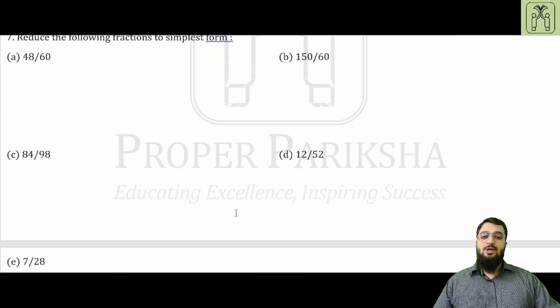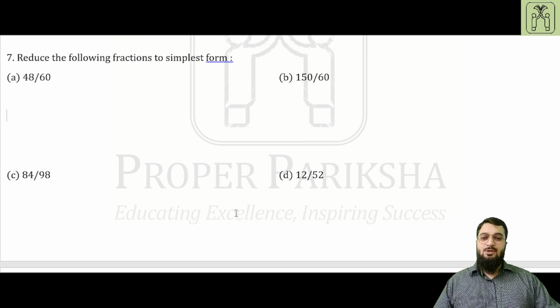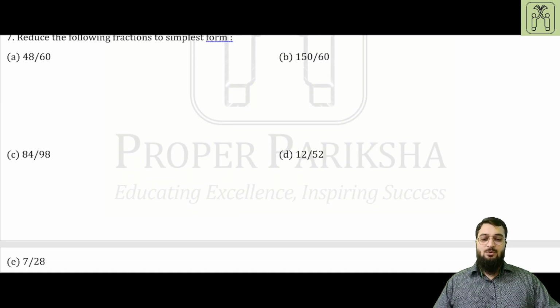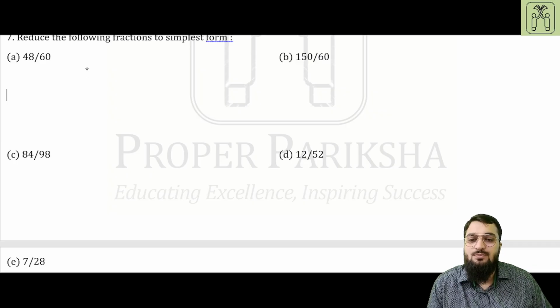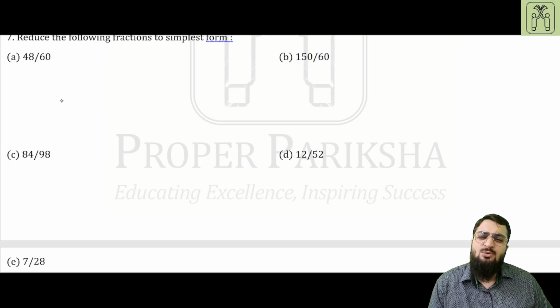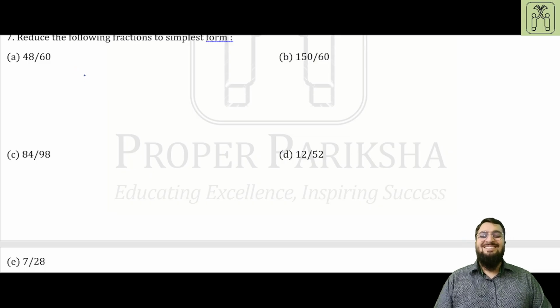Reduce the following fractions to their simplest form. How will we do that? We have to make the simplest form of 30 upon 48, upon 64, 60. Okay, can you do this on your own if possible? If possible, because similar things are being done.